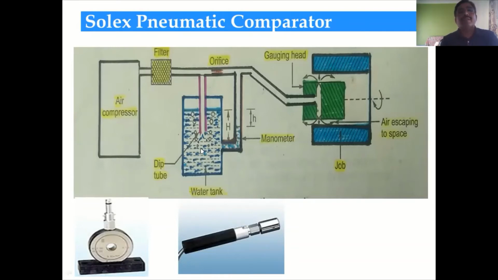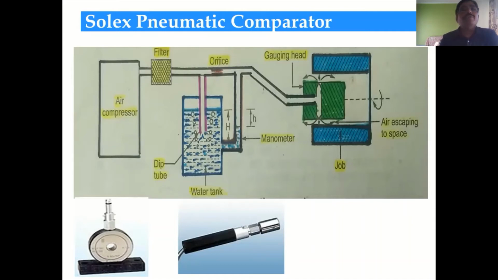Then the third part is the water tank, which has been filled to a certain level, and in that a dip tube is immersed. Parallel to that, we have connected a manometer tube, which will give the deviation. It is just like a scale, which will give the variation in the dimension of the component. This is the orifice through which the air will pass, and it will come out through this jet. Jet means the gauging head, which is also sometimes called a jet.